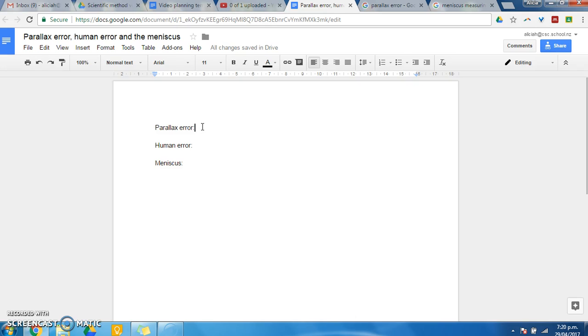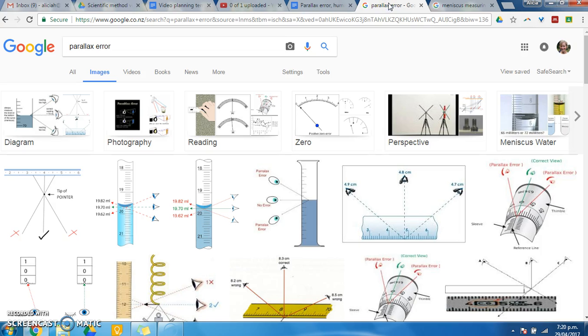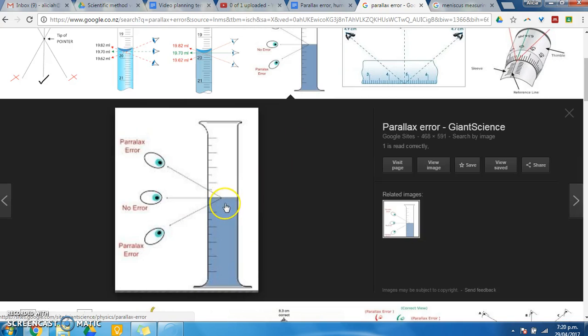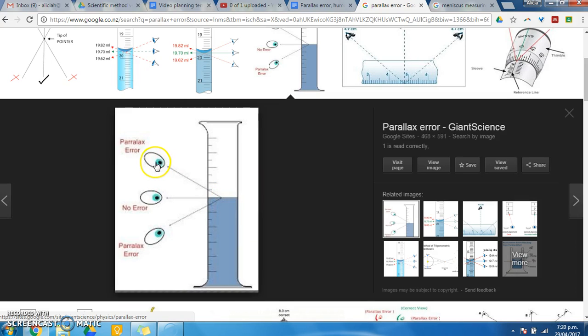So we'll start with parallax error. If you Google parallax error and have a look at the images, you will find a whole bunch of different stuff on what it looks like. If you are measuring something, for example looking at a liquid in a measuring cylinder, and you look at that liquid from above, standing at full height, then the level of the liquid is going to look lower than if you look at it from below. If you crouched down and looked up at the level of the liquid, you would see the level as being higher than if you were standing at full height.